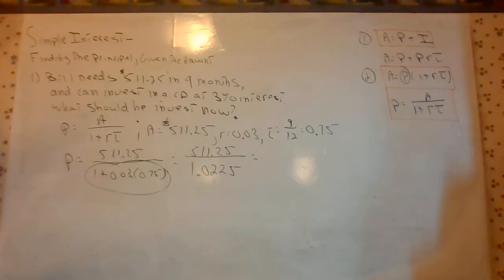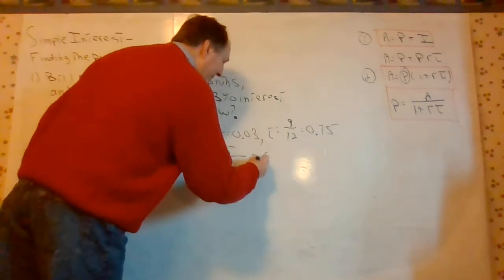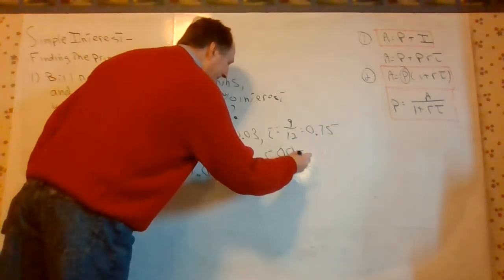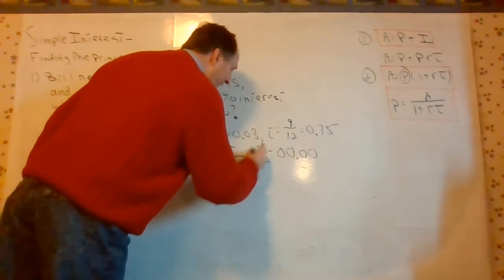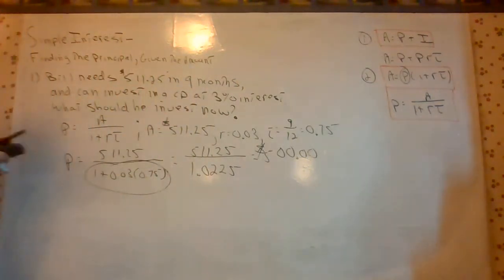Now you can do 511.25 divided by 1.0225, and surprise, surprise, we get $500. Okay, we just did the problem in reverse.